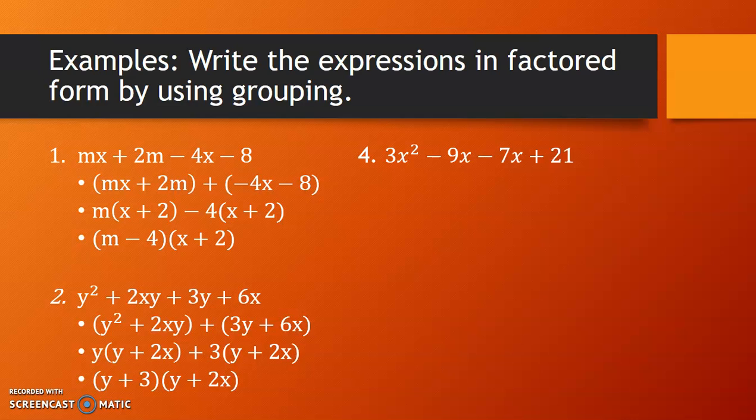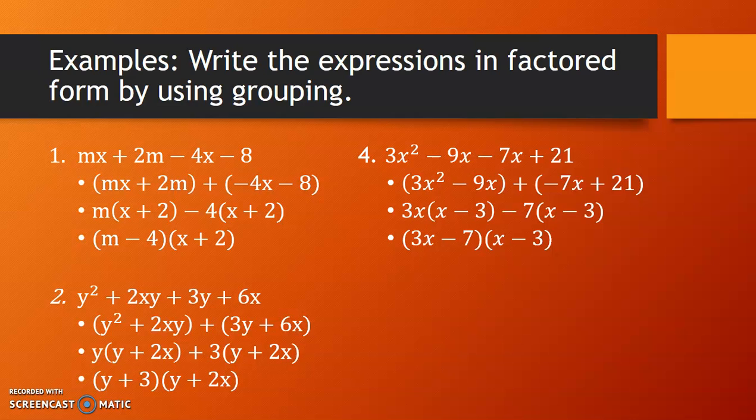An additional one here, again, I'm going to group the first two terms, the second two terms. From the first grouping, I'm pulling out a 3x, and from the second grouping, I'm pulling out that -7. Again, watching my sign there. That way I have x minus 3 left on the inside of my parentheses. So final answer says 3x minus 7 and x minus 3.